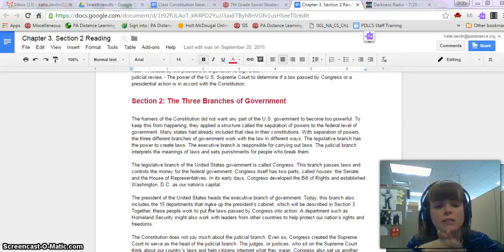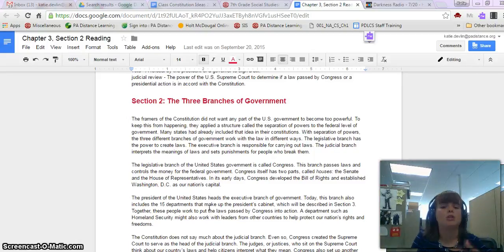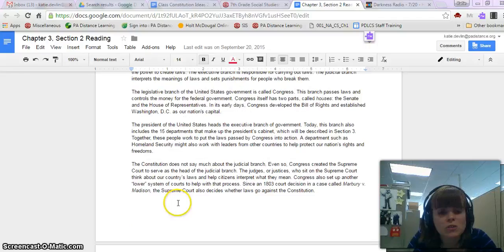Today, this branch also includes the 15 departments that make up the President's cabinet, which we'll talk about in the next reading. Together, these people work to put the laws passed by Congress into action. A department like the Department of Homeland Security might also work with leaders from other countries to help protect our rights and freedoms. And lastly, we've got the judicial branch.